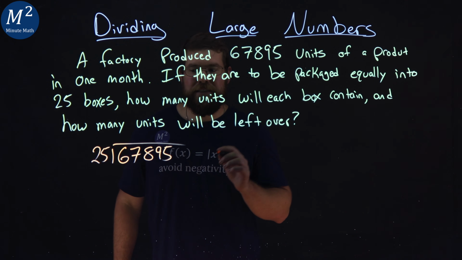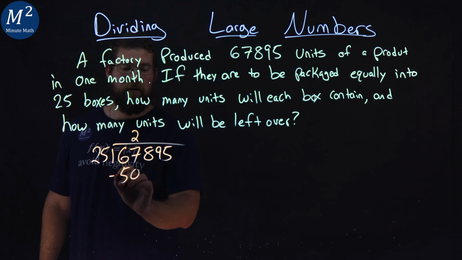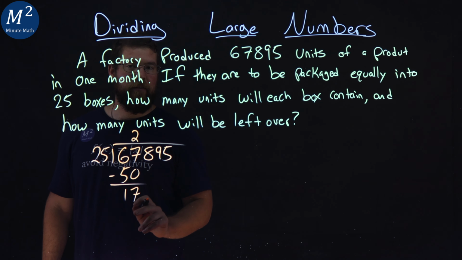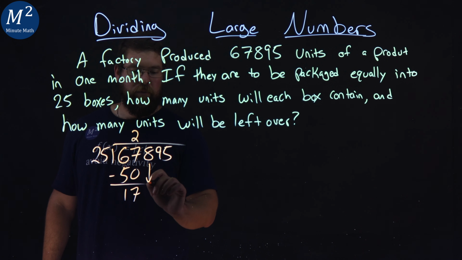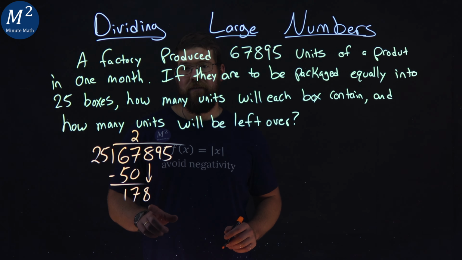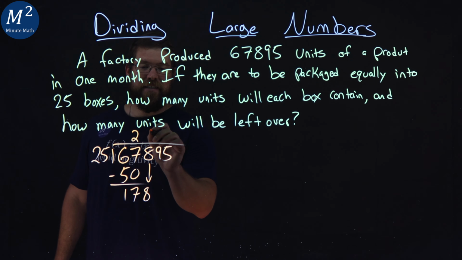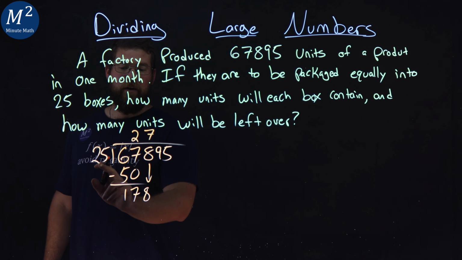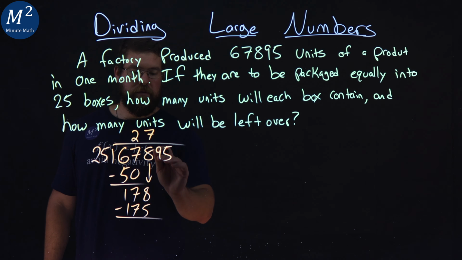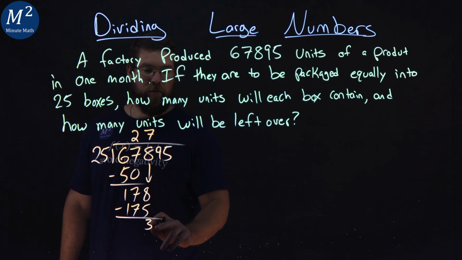25 goes into 67. That's going to be 2 times, because 2 times 25 is 50. Subtract the two numbers. I get a 17. 67 minus 50 is a 17. Bring down the 8. Now 25 goes into 178. Well, it goes into 175 right there 7 times. And 7 times 25 is that 175. We subtract two numbers. And that gives me a 3. 178 minus 175 is 3.